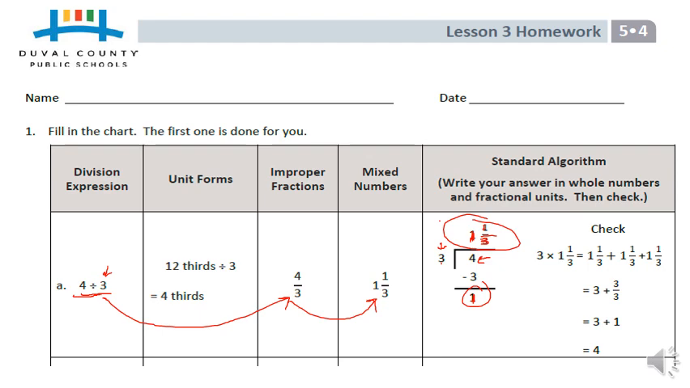Well, let's do the check with the mixed number. Now, you know 3 times 1 1/3 is just adding 1 1/3 3 times. So 1 plus 1 plus 1 gives us 3. Then we have 1/3 plus 1/3 plus 1/3 gives us 3/3. 3 plus 1 whole gives us 4, and it checks.